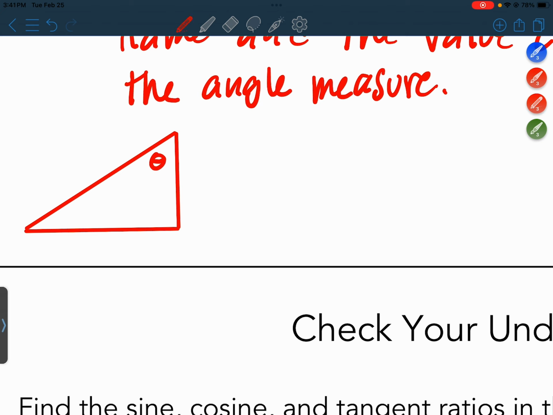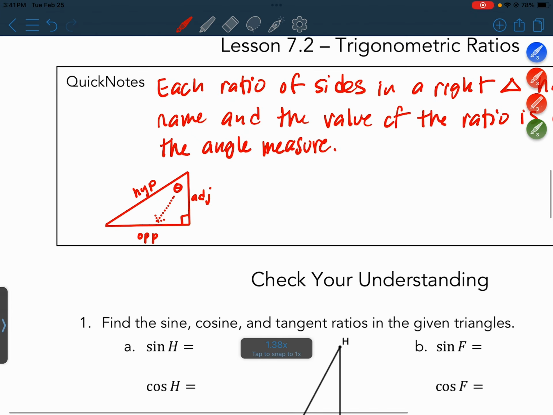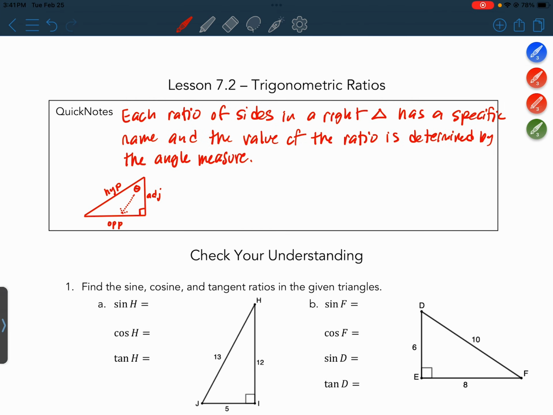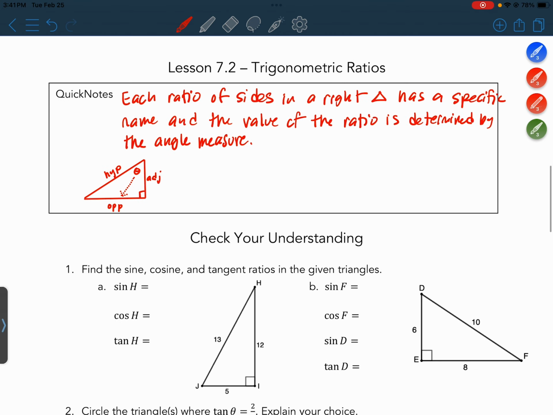Now remember, the side across from our angle is the opposite side. I should probably mark the right angle. The leg that is attached to our angle is the adjacent side. And then the longest side, which is always going to be across from the 90-degree angle, that's our hypotenuse. So the three ratios, their names are sine, cosine, and tangent.